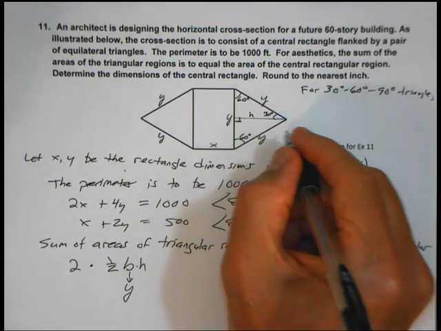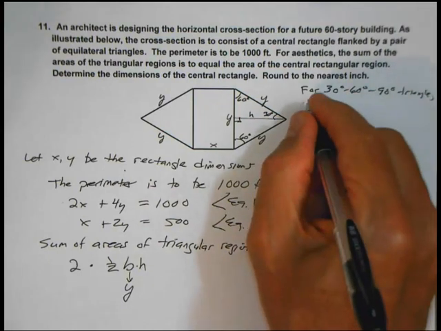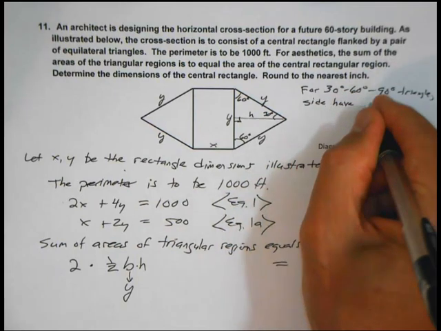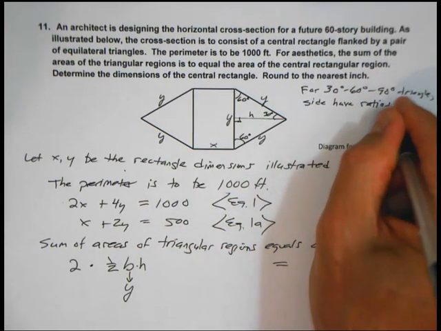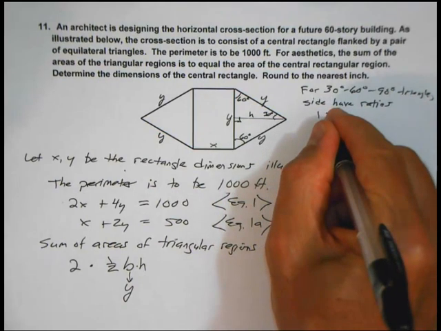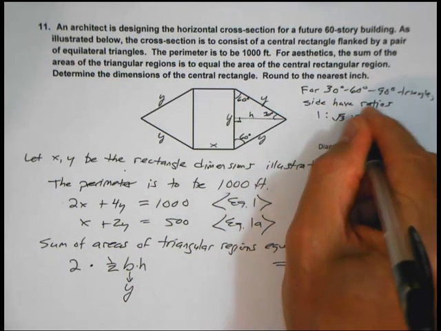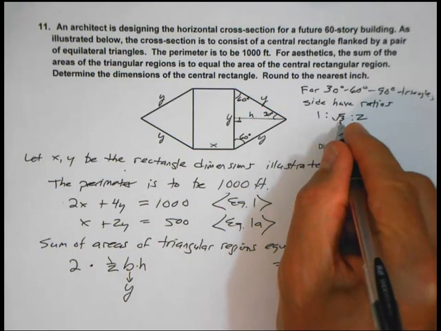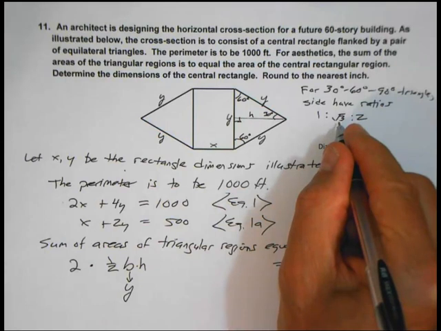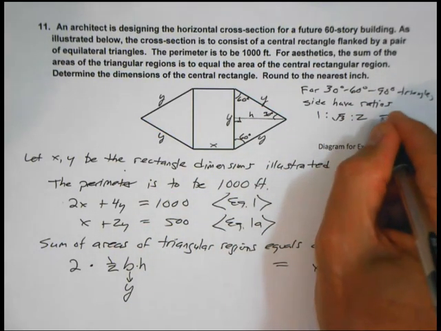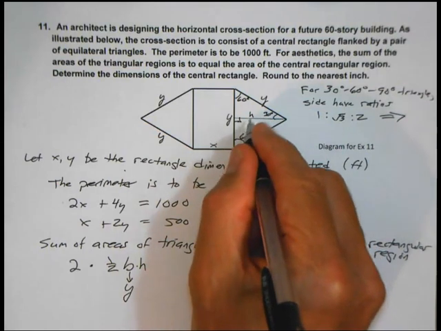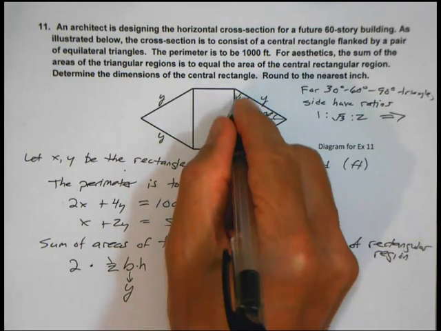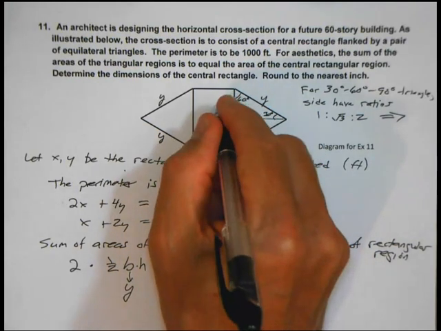Okay, now for a 30, 60, 90 degree triangle, the sides have well-known ratios, namely 1 to the square root of 3 to 2. 2, of course, is the hypotenuse. 1 is the shorter side. The square root of 3 is the other side. Now, this will imply something for us here. Let's look at this triangle here. Here's h. Here, since this is all of y, half of it is then y over 2.